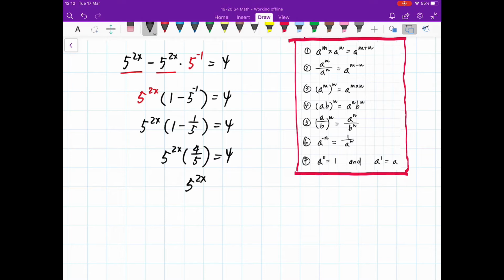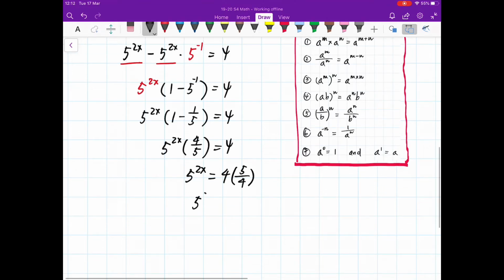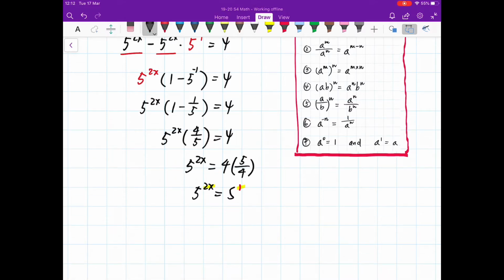And finally, we want to keep the 5 to the power 2x on the left hand side, so we have to multiply 5 and divide 4, so that we can change the fraction on the left hand side to the right hand side. Finally, 5 to the power 2x equals to 5, and by comparing the index, for the right hand side, the index is 1. Don't mix up. So we know that 2x equals to 1 and x is equals to 1 over 2.